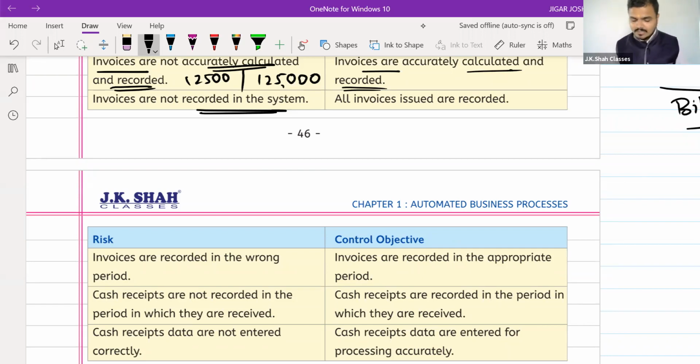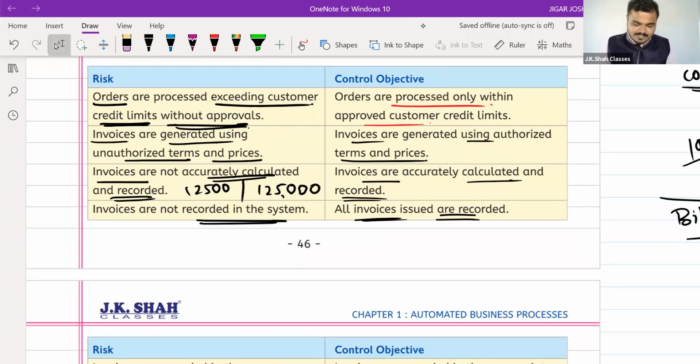So what would be the control? Sir, all the invoices we issue must be recorded into the system. Agree? Yes, sir. Refer, my dear sir, to the first four points, very fast. Sir, orders are processed exceeding the customer's credit limit without approval. All orders must be processed within the limit, sir, after taking approval. Please refer to the second, third, and fourth points now.